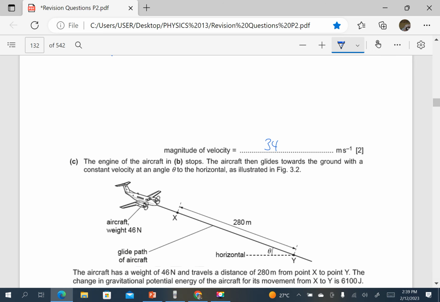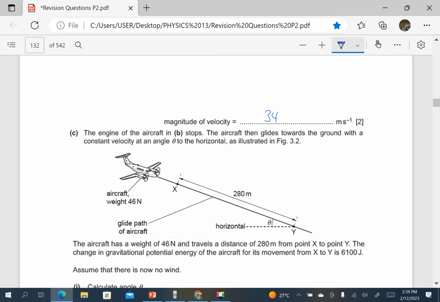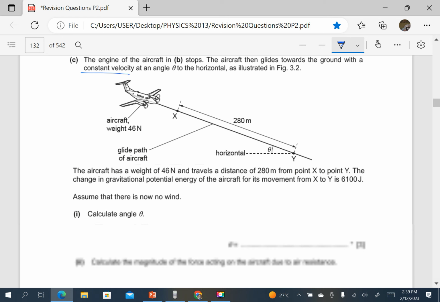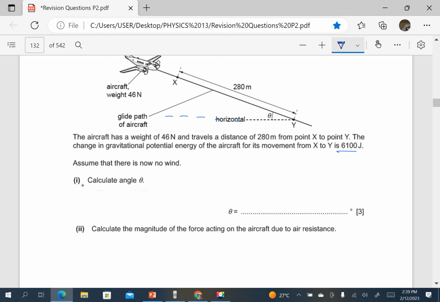Okay. But see, the engine of the aircraft in B stops. The aircraft then glides towards the ground with a constant velocity. Constant velocity, no resultant force, at an angle theta to the horizontal as illustrated here. The aircraft has a weight of 56 newtons and travels a distance of 280 meters from X to Y. The change in gravitational potential energy of the aircraft from X to Y is 6,100 joules. Assume there is now no wind. Calculate angle theta.